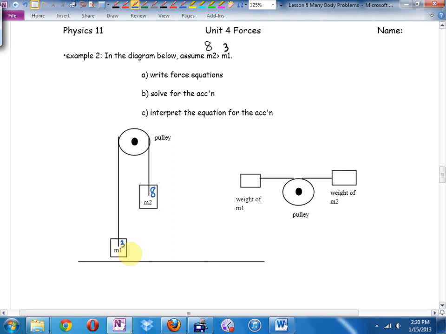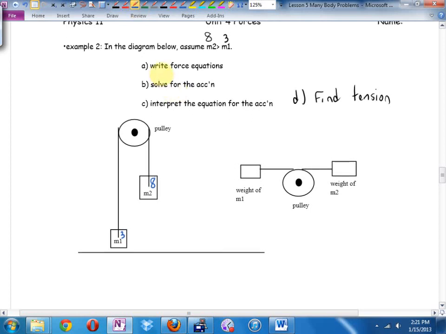Now, I think it's obvious that if you let these go, that 8 kilogram mass is going to come crashing to the ground. That 3 kilogram mass is going to get yoinked up. And before it hits the ground and comes to a stop, we want to see what's going on. We want to write the force equations, solve for the acceleration, interpret, and in fact, we're going to add a part D. Find the tension. So to write our force equations, what we're really imagining is that the string just continues in a nice straight line. If the pulley is massless and frictionless, it does.